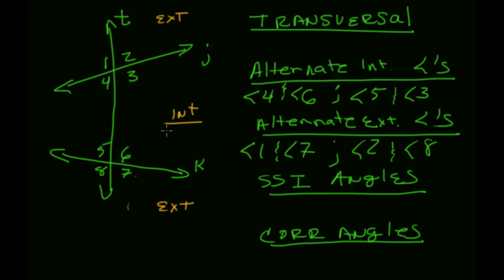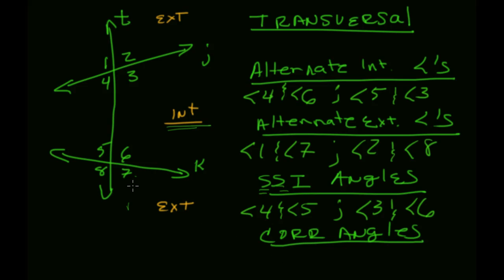Okay, same side interior, so I'm back in the interior here. But now they're on the same side of the transversal. So 4 and 5 are in the interior, but they're both on the same side of the transversal. So these are same side interior angles. 3 and 6, okay, 3 and 6 are also in the interior, but also on the same side of the transversal. So that's another pair of same side interior angles.